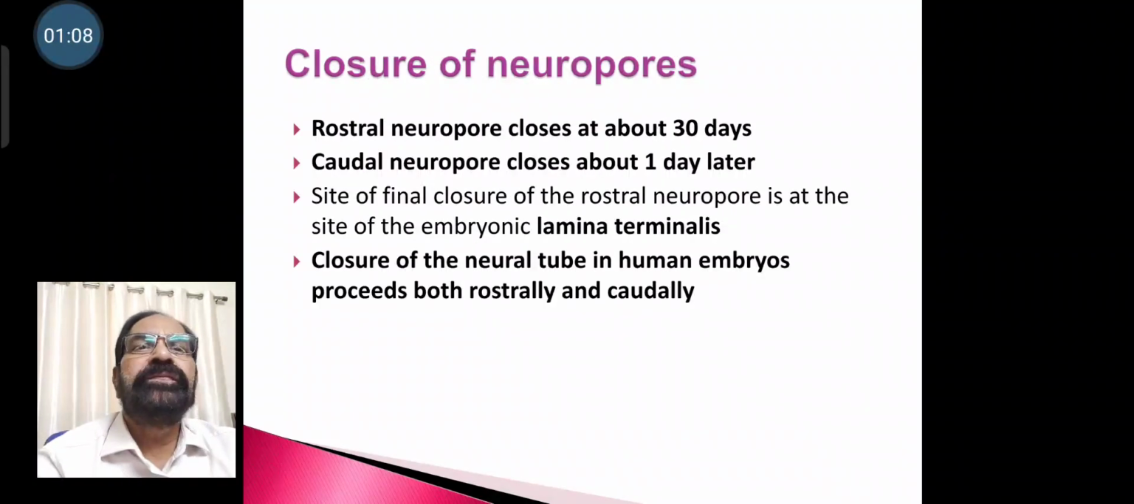Then closure of neuropores. Rostral neuropore closes at about 30 days. Caudal neuropore closes at about 1 day later. The site of final closure of rostral neuropore is at the site of the embryonic lamina terminalis. Closure of the neural tube in human embryos proceeds both rostrally and caudally.